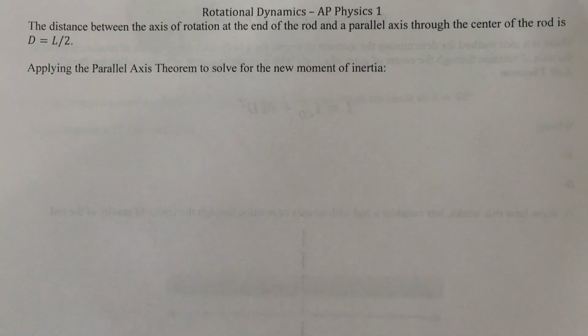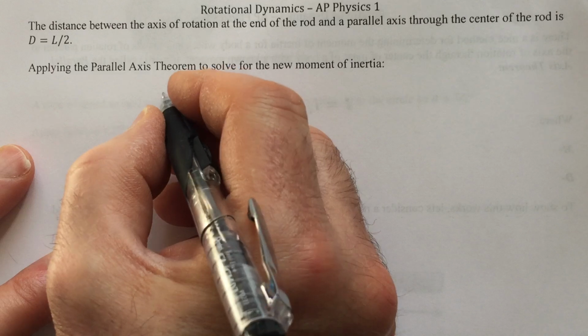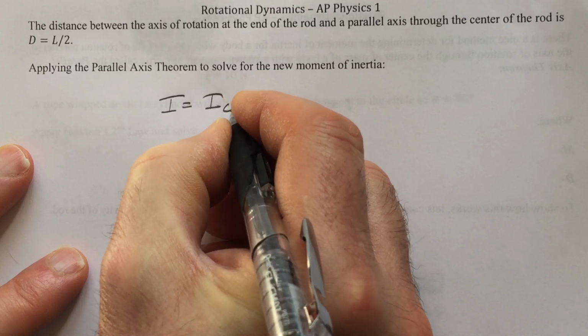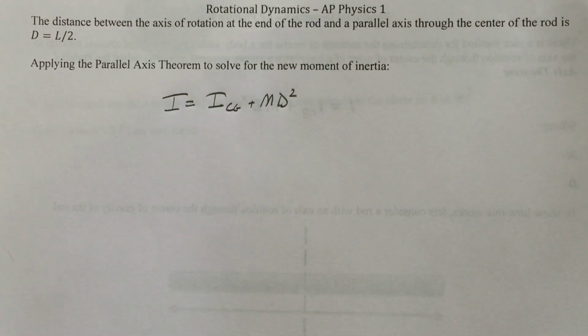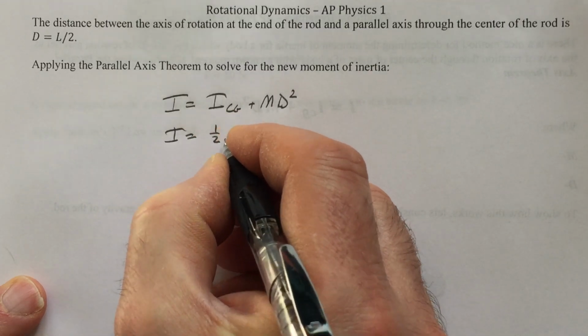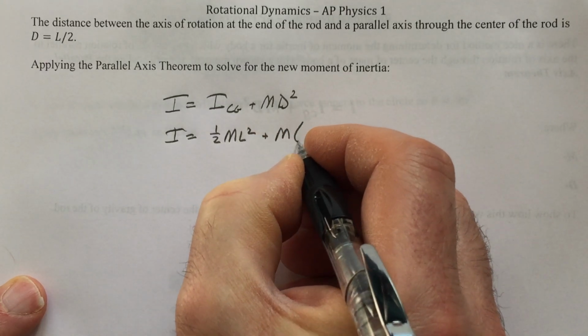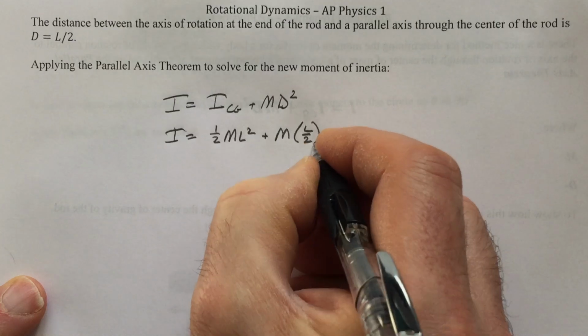All right, and we got that written right on the top there. You know that your moment of inertia, this is the new one, is going to be equal to I through the center of gravity plus MD squared. That's the parallel axis theorem. As long as the axes are parallel to each other and you've got the moment of inertia going through the center of gravity, you can get your new one. I is equal to, well, we know this is 1/12 ML squared plus M, and that distance was actually going to be equal to L over 2. And we're going to square that.